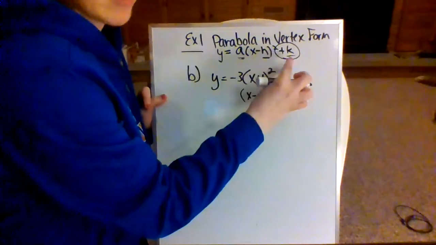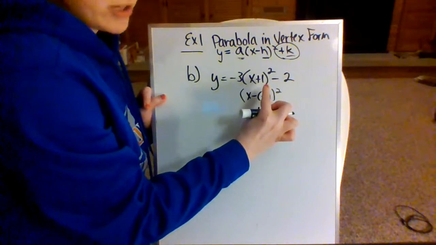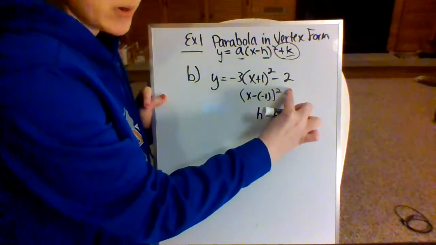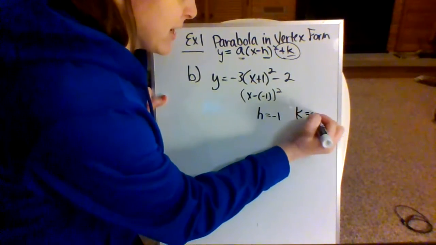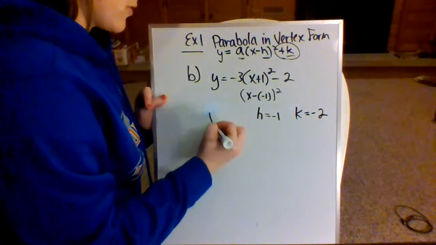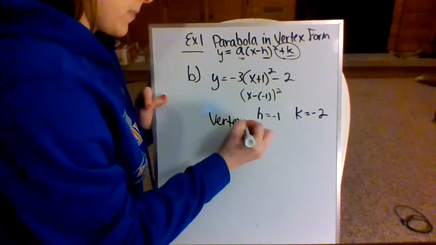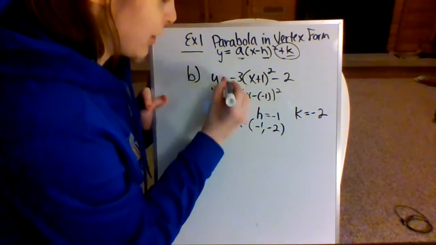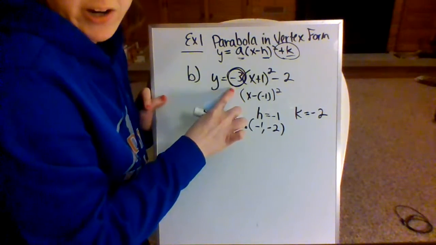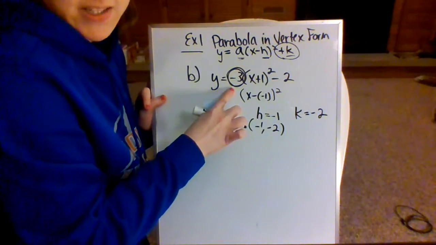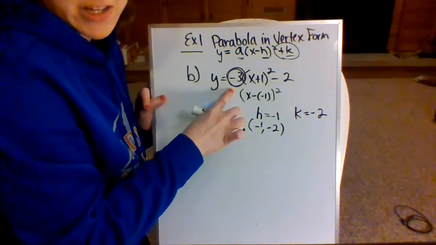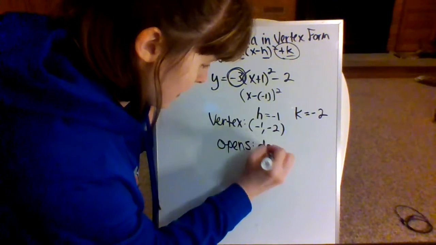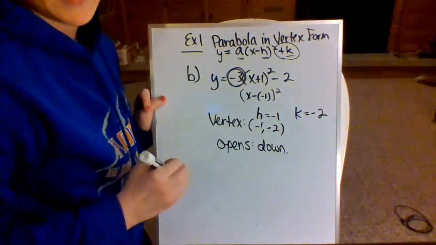Okay, now here, this part says plus k, but our k value is going to be negative 2, because that doesn't say plus 2, it says minus 2 at the end. So our k is going to be negative 2. Okay, so the vertex is negative 1, negative 2. And now we look in front of x plus 1 squared at negative 3. Since a is negative, our parabola is going to open down. Okay, so it would look like this.